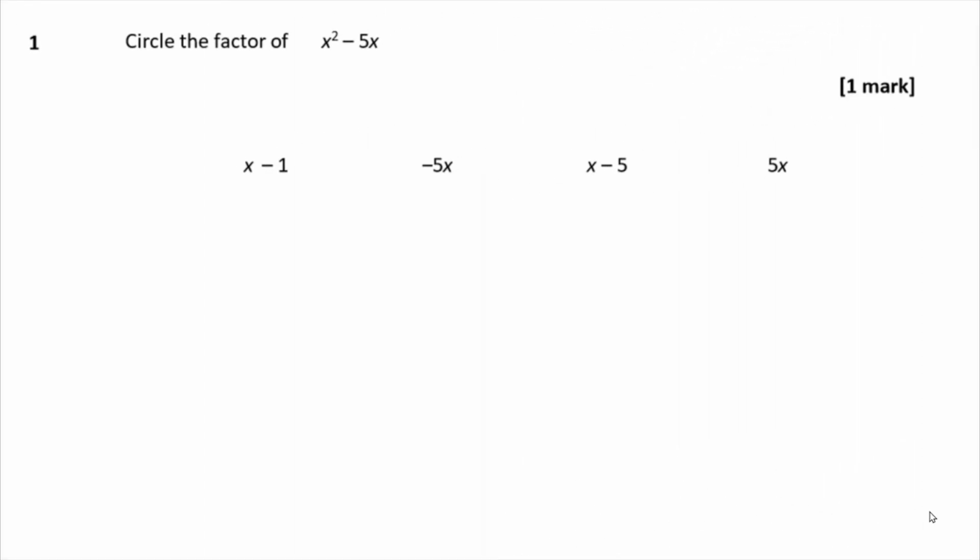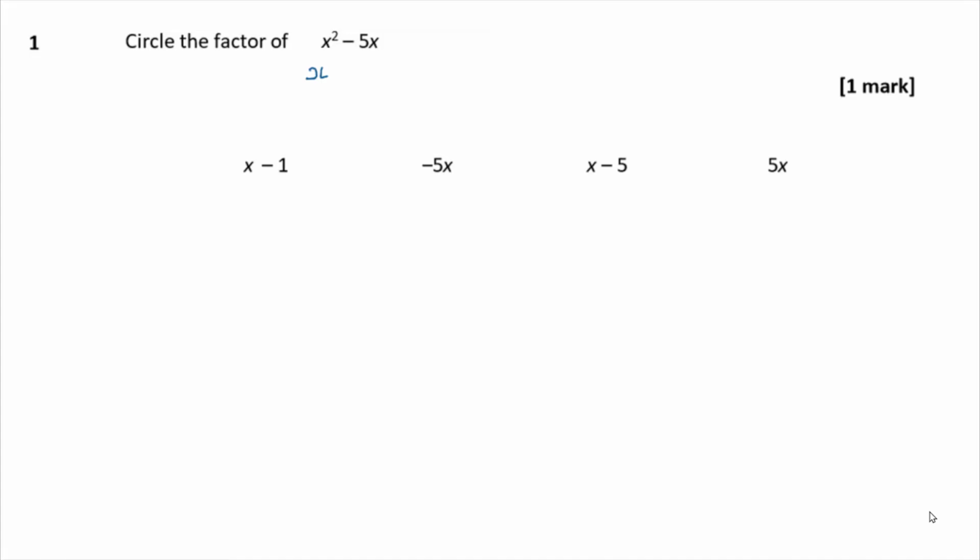Question 1. Circle the factor of x squared minus 5x. Now you might be initially a little bit confused by this, because if you look at the terms x squared and 5x and think about, well, what's a factor of both those numbers? Well, a factor would be x. They have x in common, don't they? So I could take x out. But x is not one of the answers on my list. The closest I've got is 5x, and 5x is definitely not a factor because 5 doesn't go into x squared. So what's going on here?